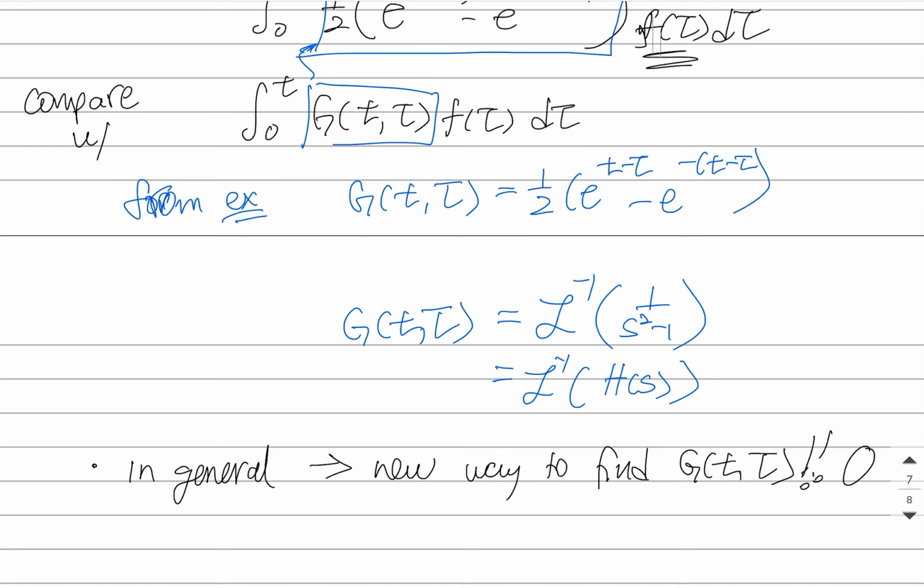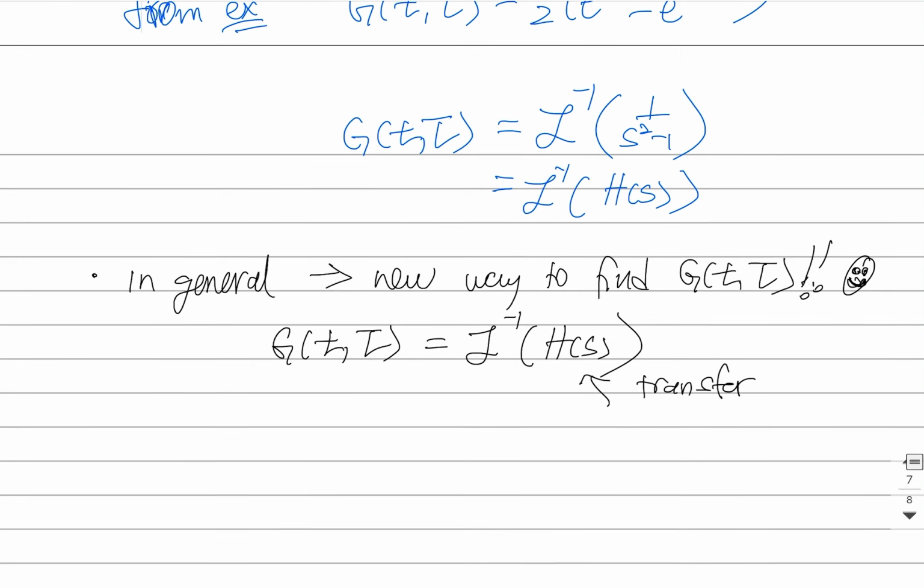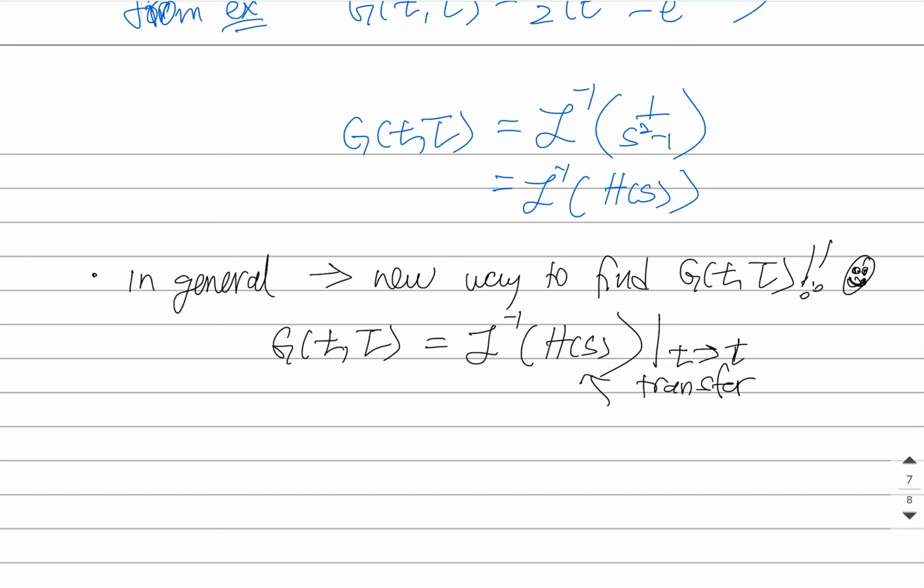And I think this is a really good thing. That's a smiley face. We've got a new way to find the Green's function. The Green's function is going to be the inverse Laplace transform of the system transfer function. And then all we do is we shift the answer to t minus tau. That's it. So much easier.